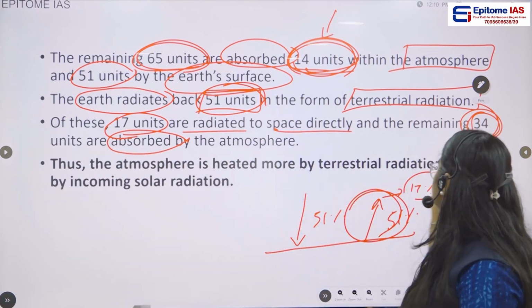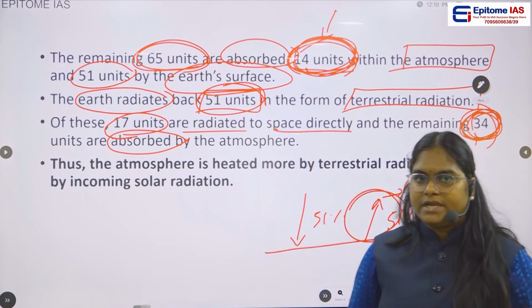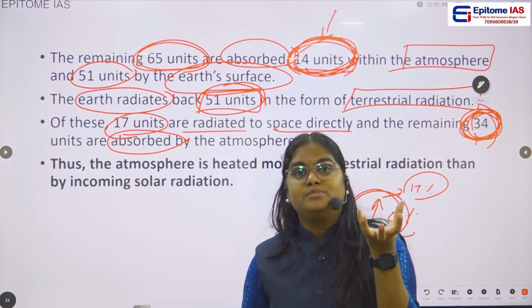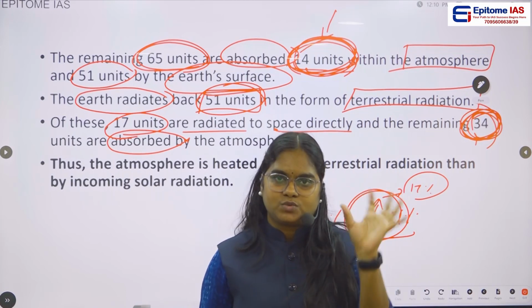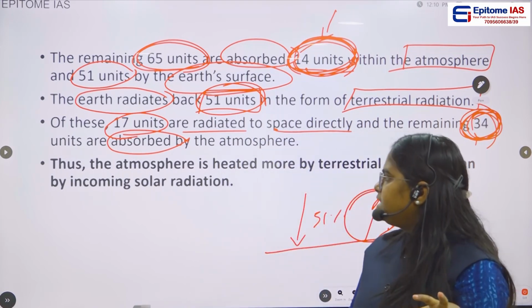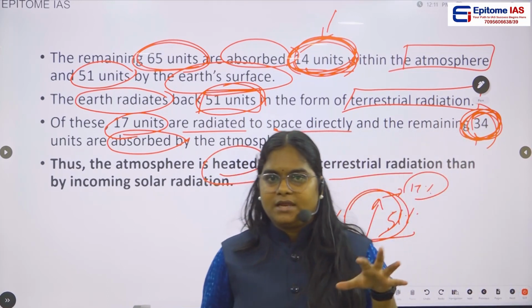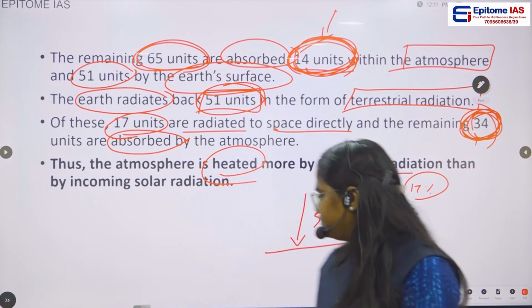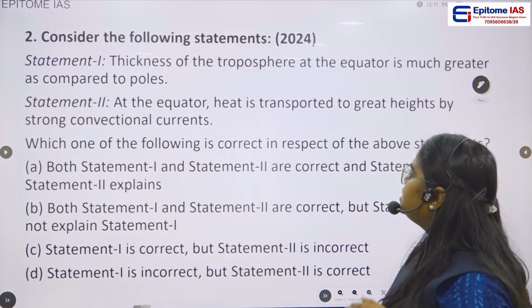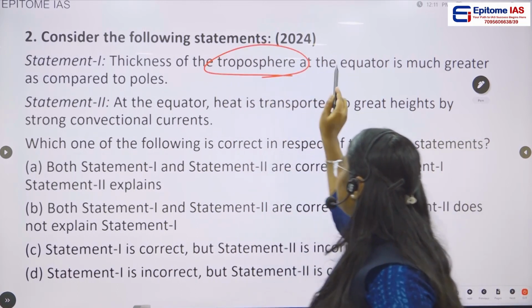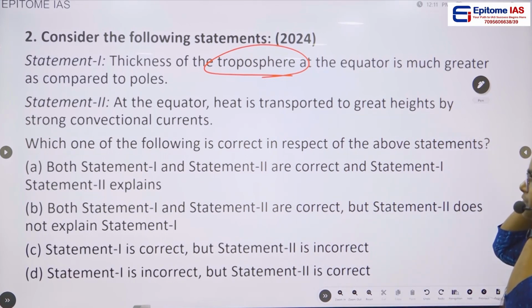Okay, you can see here the terrestrial radiation is 34 units, and the incoming solar radiation is 14 units. The amount of absorption, I'm talking about the absorption done by the atmosphere. Okay, that's what is asked in the question. So technically the atmosphere is heated up more by the terrestrial radiation than by the solar radiation. Okay, then next question, consider the following statements. Statement 1, thickness of the troposphere at the equator is much greater as compared to the poles.